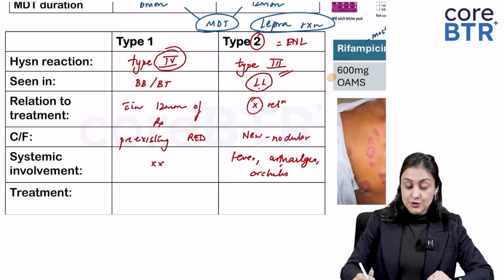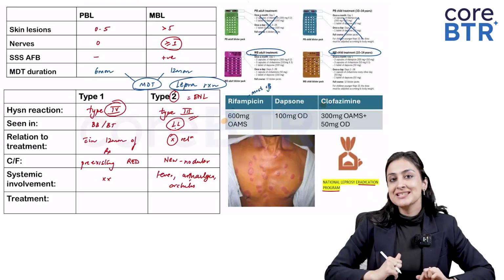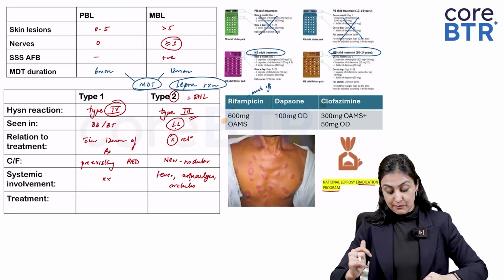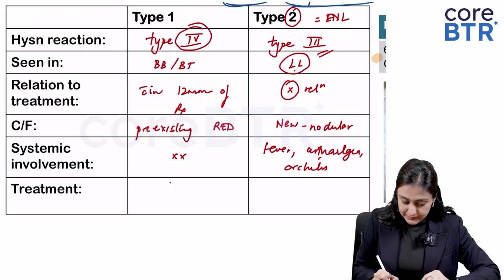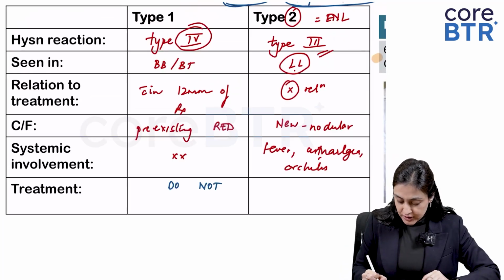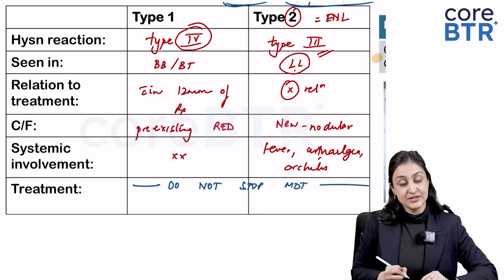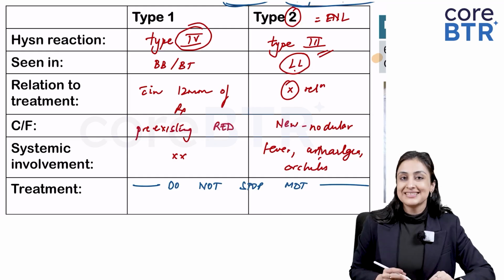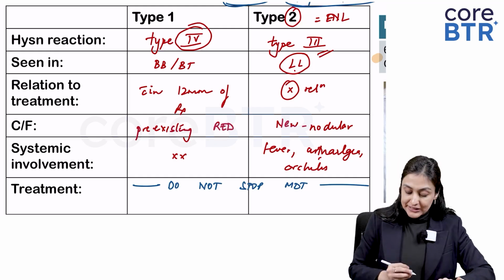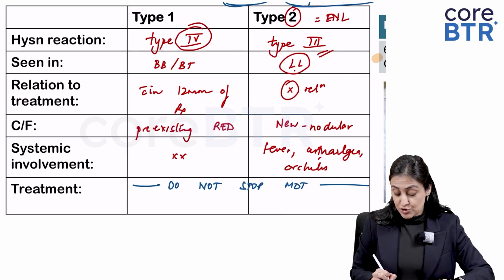Very important, they'll ask you the management. Because these are hypersensitivity reactions, our body is doing them. What is very, very important? Do not stop MDT. These are hypersensitivity reactions, they are not because of treatment. So very important, do not stop MDT.